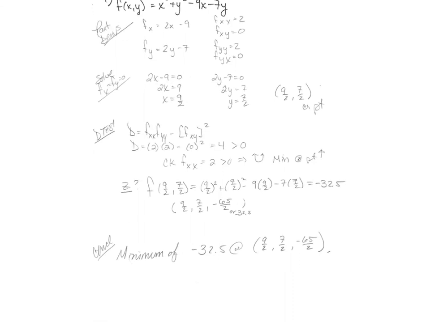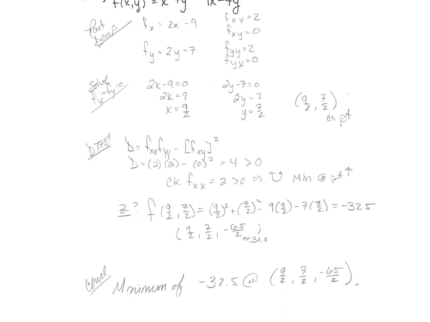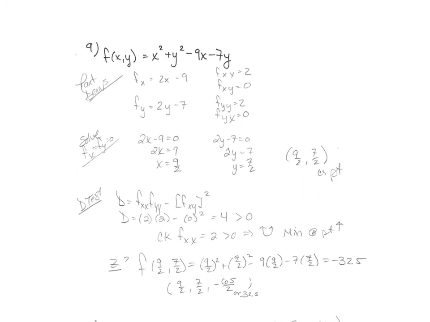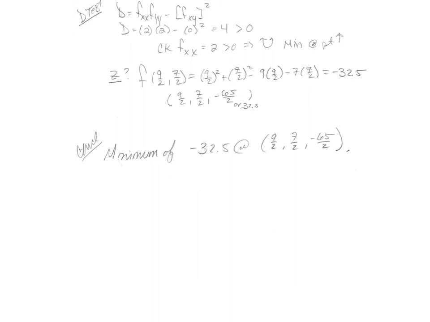So here's some more practice. Notice you've got the 4 steps going on. Partial derivatives, second orders. This is just in terms of X and just in terms of Y, so you get both of those. Then do the D test. You get a D that's greater than 0, so you have to do a concavity check. And then go find your Z. Once you have the Z, then you have your minimum value, and that's it.